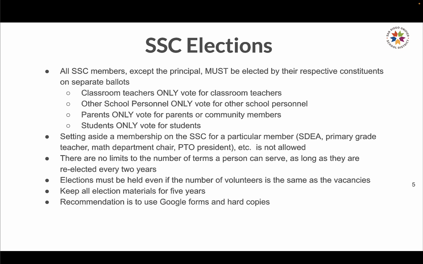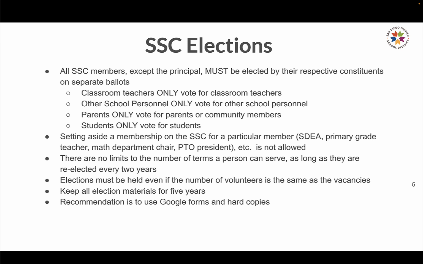can pick one. One key idea is that if you have one spot and one person that is nominated, you still have to hold an election. Even if it just gets one vote for that person, you need to have that record that they were voted in. There are no limits on the number of terms a person can serve as long as they are reelected every 2 years. So you could have someone who just every 2 years gets reelected. They could serve as many times as they want.